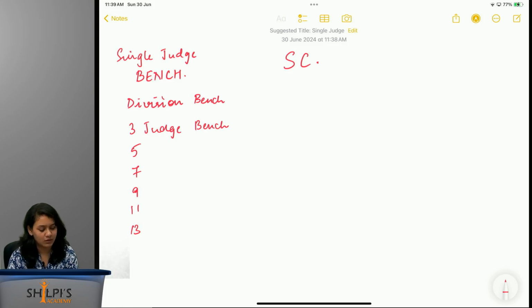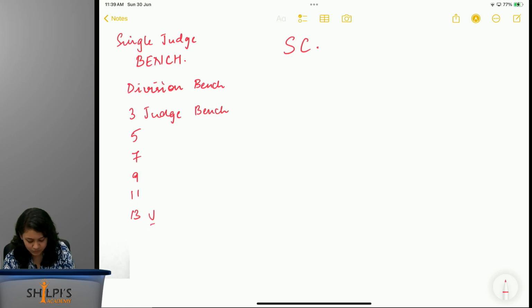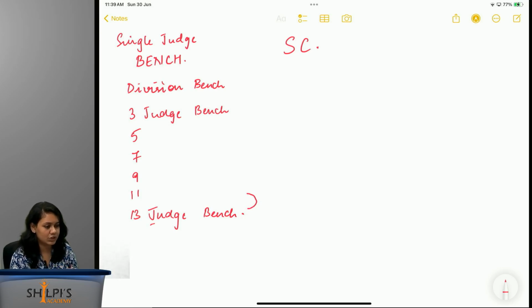Now, how does it work between single, division, three judge, 5, 7, etc.? If, say, a 13 judge bench gave a decision, a decision given by a 13 judge bench is binding on all the other courts. A decision given by an 11 judge bench is binding on all other smaller benches. But a decision given by a single judge bench or a division bench is not binding on a higher bench.